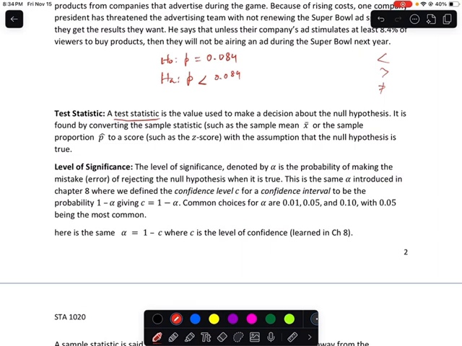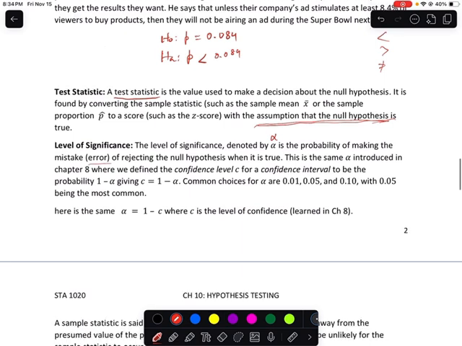Okay, and all the time we assume, when we run the test, when we do the hypothesis testing, that the null hypothesis is true. Okay, level of significance. The level of significance is denoted by alpha. Alpha is the probability of making the mistake of rejecting the null hypothesis when it is true. This is something we call an error. We'll talk about it later in this section.